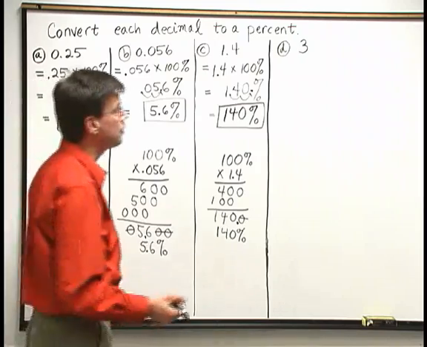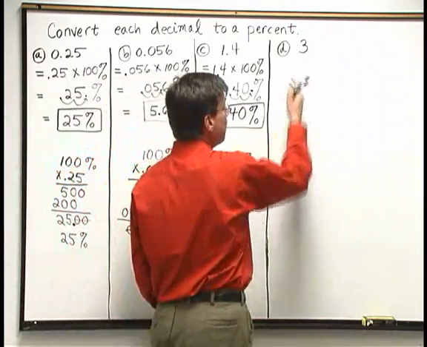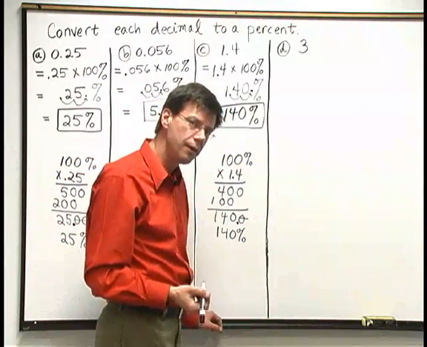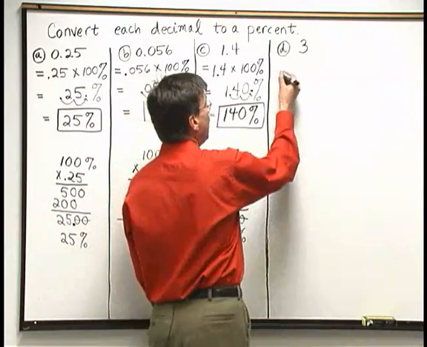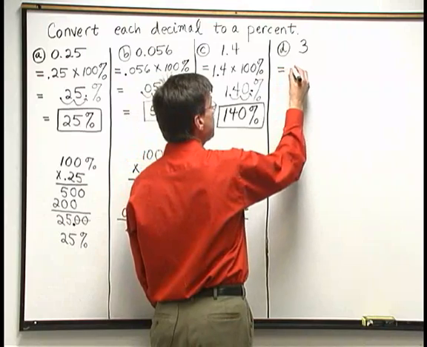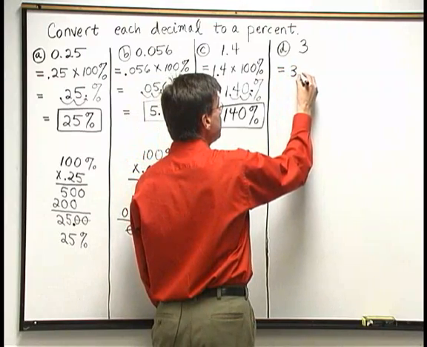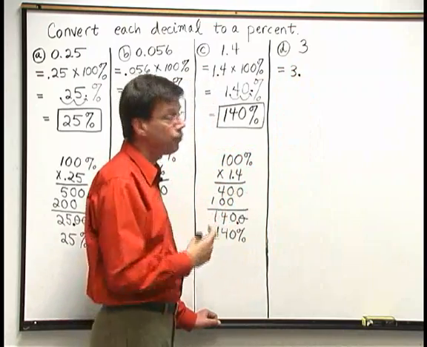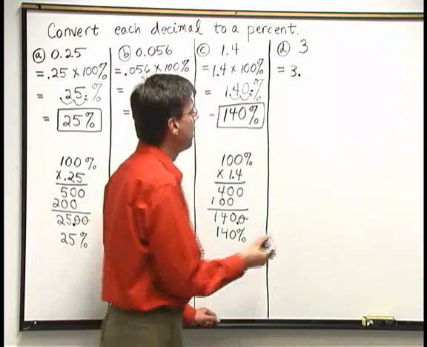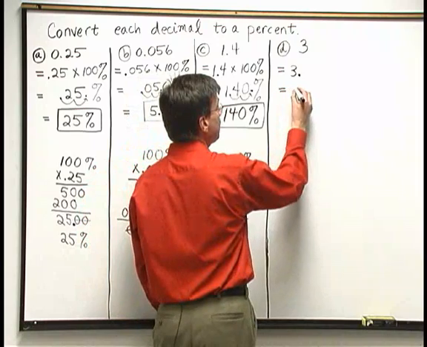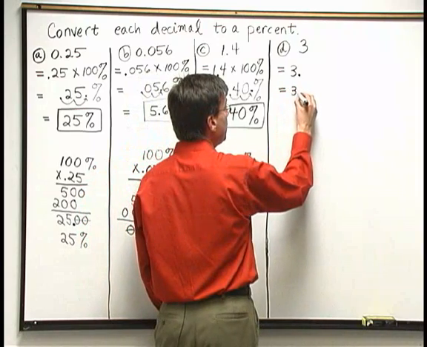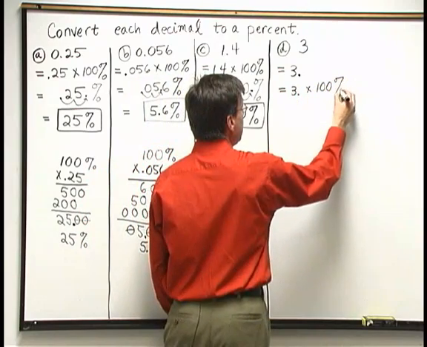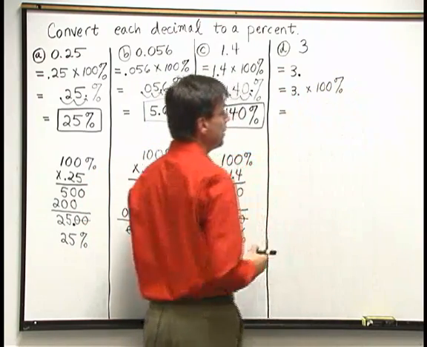And now finally, just one more. Now, here I have the number 3. Actually, 3 is a whole number. But we can think of 3 as a decimal. I can write a whole number as a decimal by placing a decimal point at the right end of that whole number, just to the right of the ones place. I can convert 3 to percent form by taking 3 times 100 and adding on the percent sign.